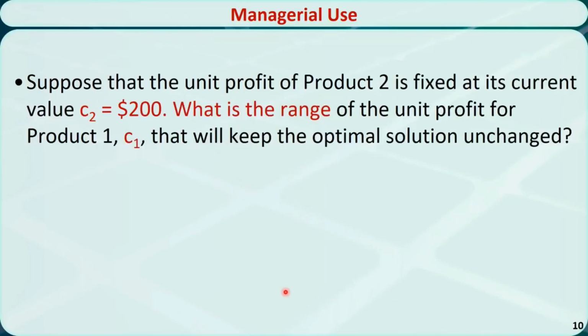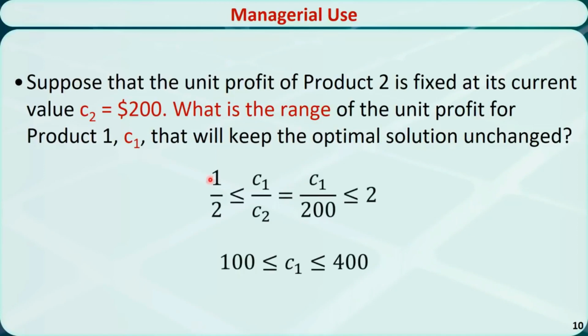Another question. Suppose that the unit profit of product 2 is fixed at its current value. c2 is equal to $200. What is the range of the unit profit for product 1, c1, that will keep the optimal solution unchanged? Now c1 over c2 is c1 over 200, which should be between 1 over 2 and 2. Finally, we have that c1 is between 100 and 400. If it's in this range, the optimal solution will remain the same.